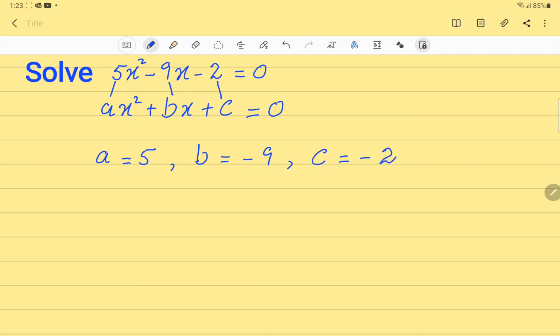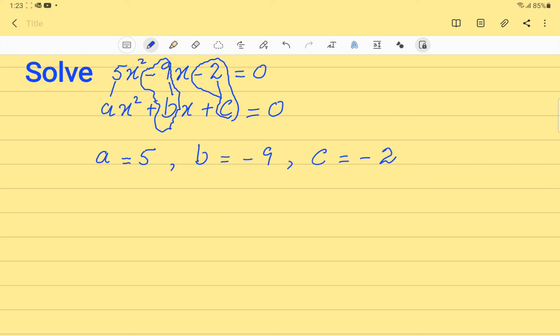Please keep in mind that you have to consider the sign of the coefficient as well, instead of taking into account the number only. Like if you are comparing these two equations, you will be comparing c with minus 2 and not only with 2. Same here with b. b should be compared with the 9 and its sign as well, which is minus in this case.